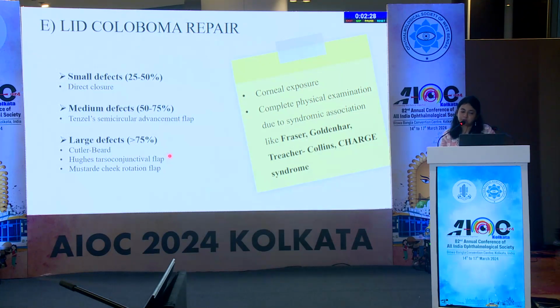We won't go much into the depths of it because that involves a lot of reconstruction. Just remember that one, we have to do a complete physical examination in these patients to rule out syndromic associations like Fraser's and Goldenhar. And second, look at the amount of corneal exposure that occurs because of a coloboma. If it's too much and there is exposure keratopathy, it's important that we surgically intervene immediately.